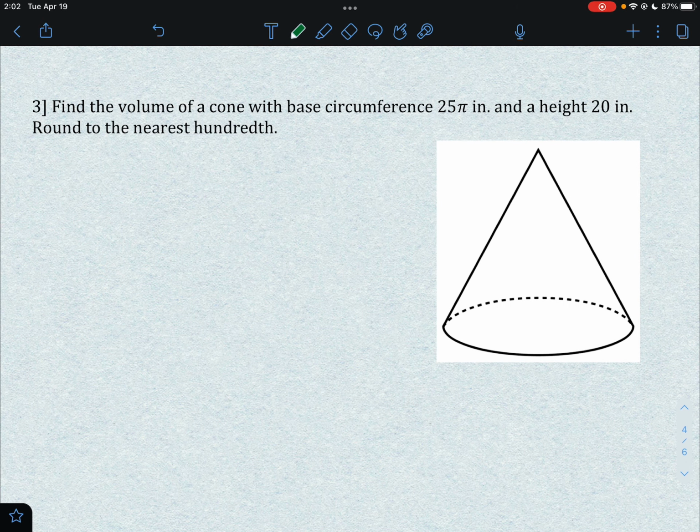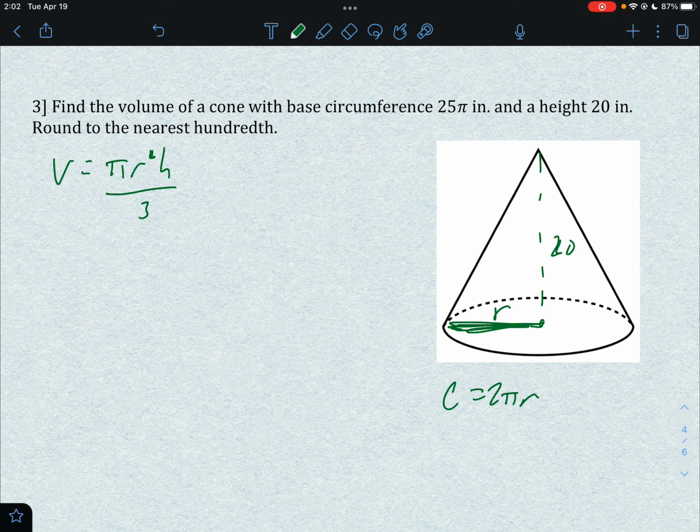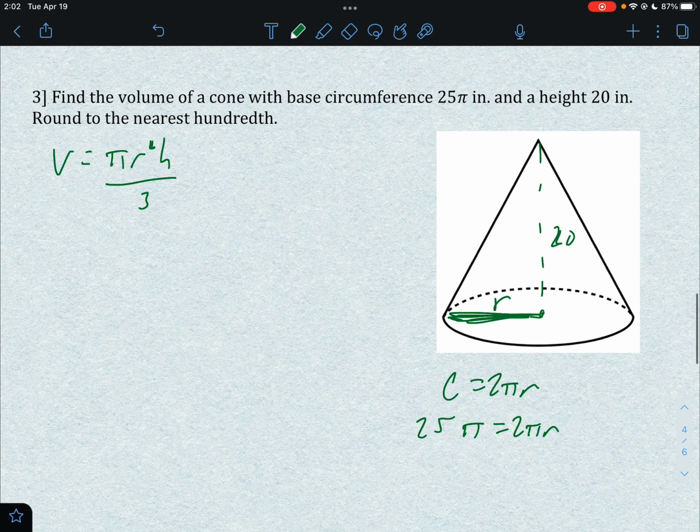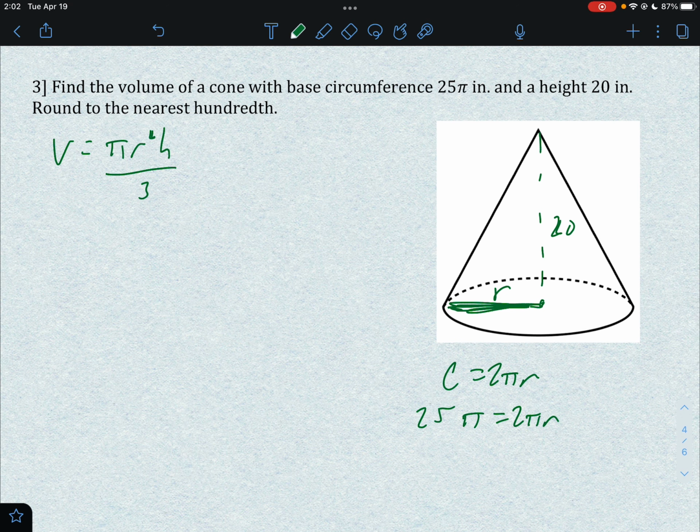Number 3, find the volume of a cone with base circumference 25 pi and a height of 20, round to the nearest hundredth. So volume equals pi r squared h over 3. We know that the height is 20, but we don't know r. But that's where this comes into play. Circumference is 2 pi r. So 25 pi equals 2 pi r. Divide both sides by 2 and divide both sides by pi, we should get 12.5 equals r.